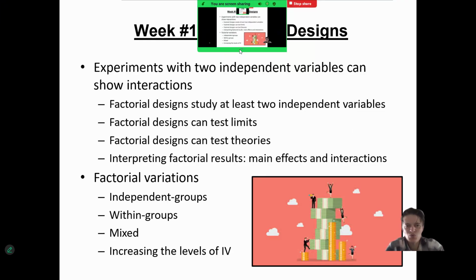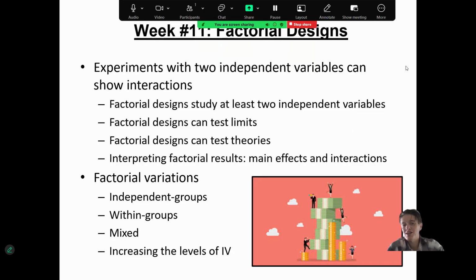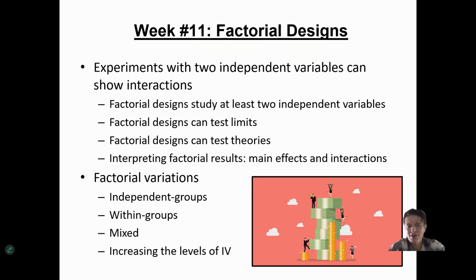Hi everyone. So this week we are looking at week number 11, which is factorial design. So we're looking at experiments with two or more independent variables and how they can show us interactions. So we're studying at least two independent variables here. We're going to look at how this can help us to test limits, test theories, the different kinds of results that can come up. We can have main effects and interactions.